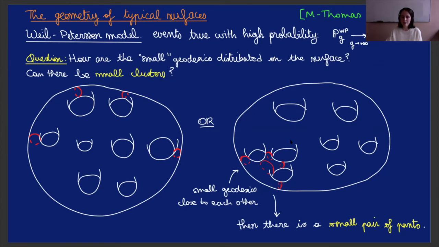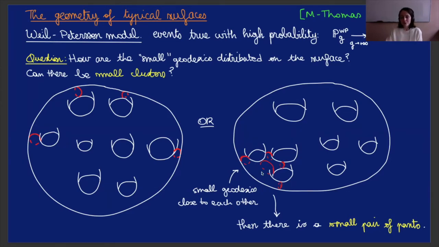So here I represented two surfaces of the same large genus. And in one case, the small geodesics are here and there, distributed in very different parts of the surface. And in the other case, they're all together in a part of the surface which is quite thin. And the question is, what's more typical, one or the other, or neither? Due to similarities with graph theory, we were expecting that the surface on the left was more typical than the surface on the right. But we needed to find a way to express this.